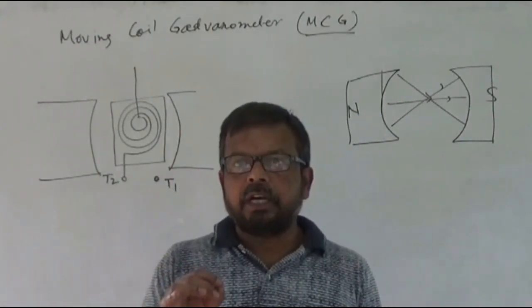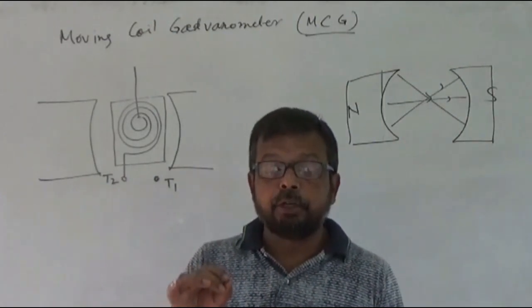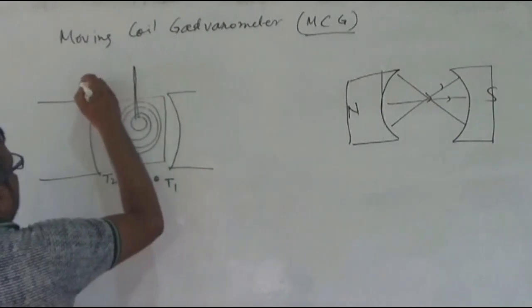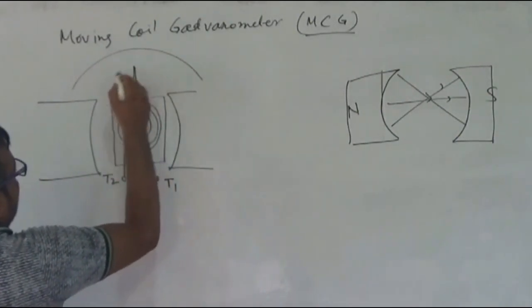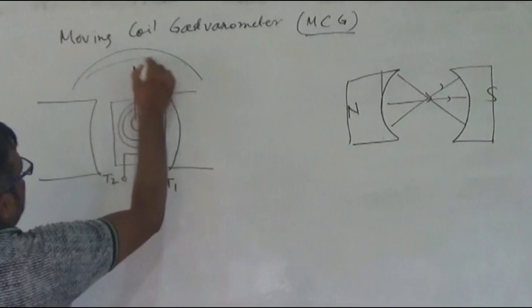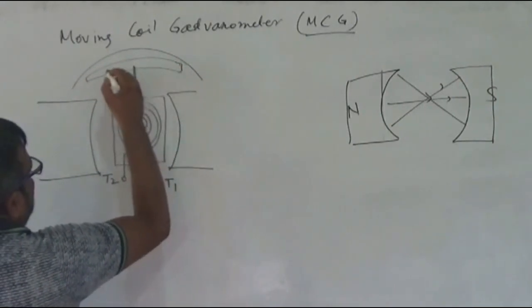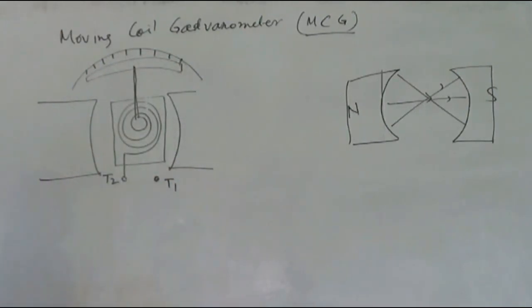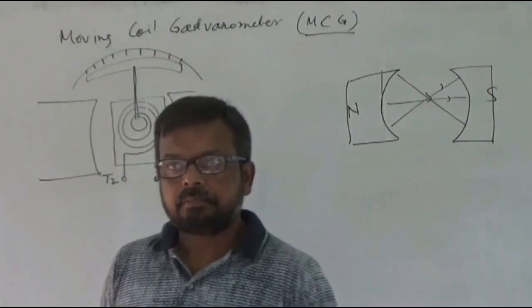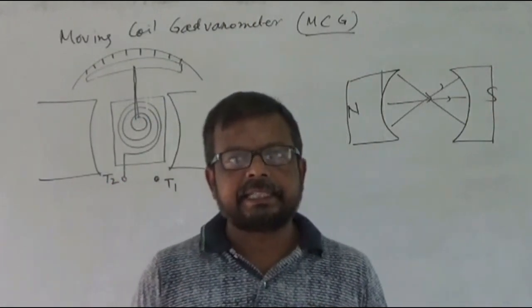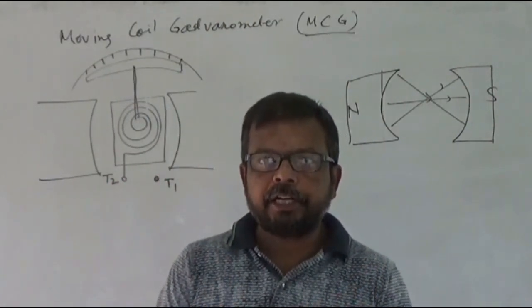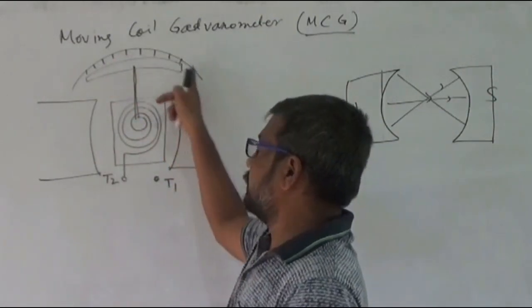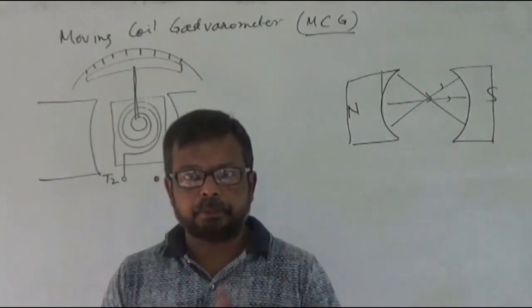A plain circular mirror is attached below the pointer. Here is a pointer, and here is a scale, and below the pointer there is a mirror. This is the mirror, and this is the scale. Right? A plain circular mirror is attached below the pointer to note the deflection of the coil using the scale arrangement. This is one type.